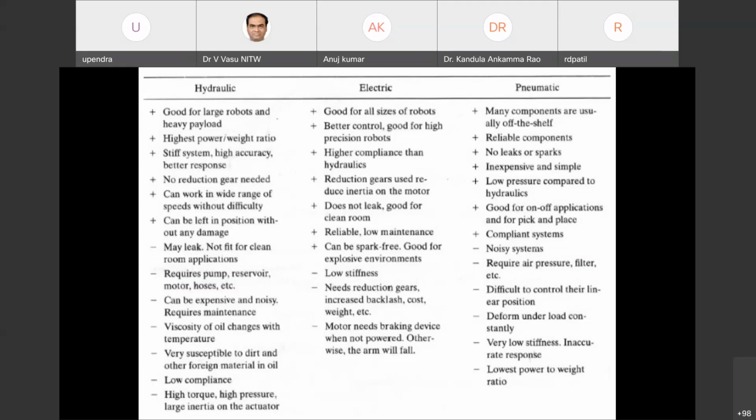overview of the differences between the different hydraulic actuators, pneumatic actuators and electrical actuators, and the main applications they are used for. So here I have already explained the main differences. You can make that out.